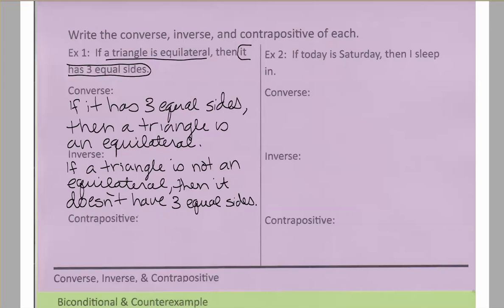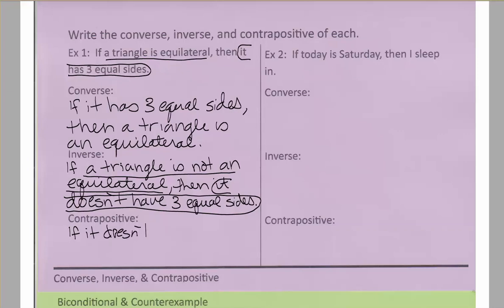So if we consider these nots the hypothesis, and then this with the nots the conclusion, to do the contrapositive, we take the converse of the inverse. So we're flipping the inverse. So if, and then all the circle stuff, it does not have 3 equal sides, or it doesn't have 3 equal sides. Then all the underlined stuff. A triangle is not an equilateral.